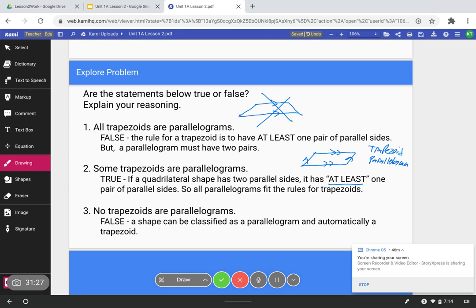But as we can see in number 1, not all trapezoids are parallelograms. Like this one, this trapezoid right here is not. It does not have two pairs of parallel lines. Number 3, no trapezoids are parallelograms. False. A shape can be classified as a parallelogram and automatically a trapezoid. So if it's a parallelogram, it's also a trapezoid. What I mean by that is that if it's in the parallelogram family, it's also in the trapezoid family.